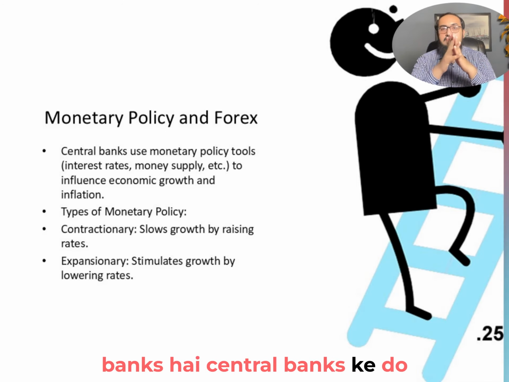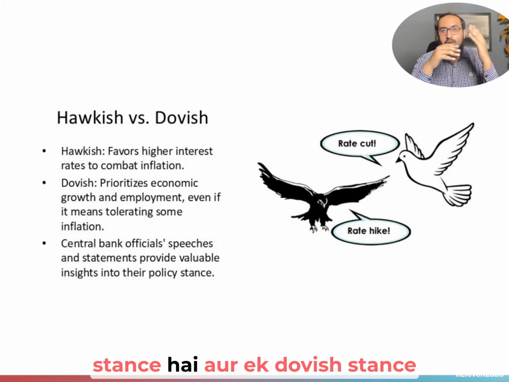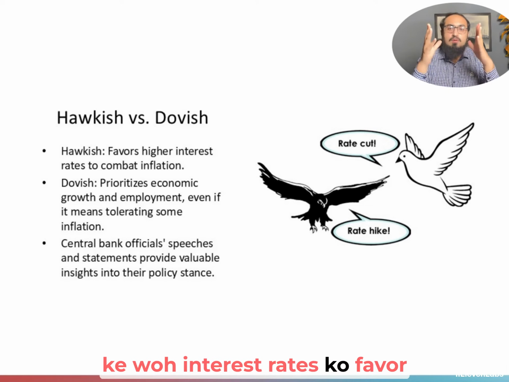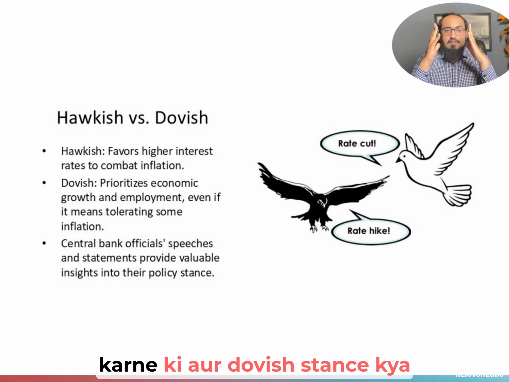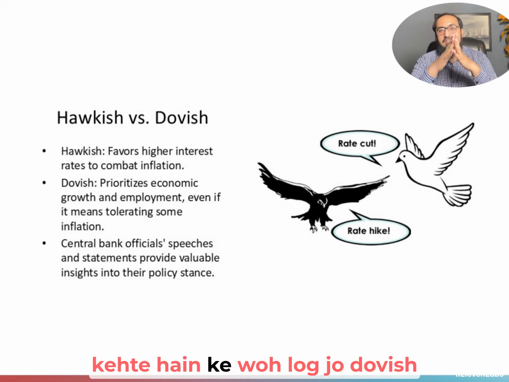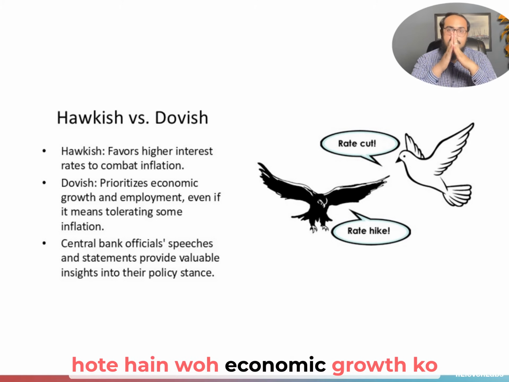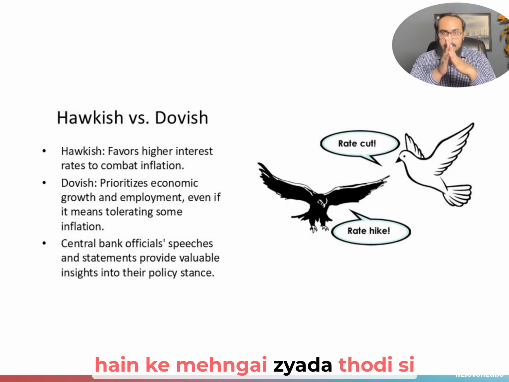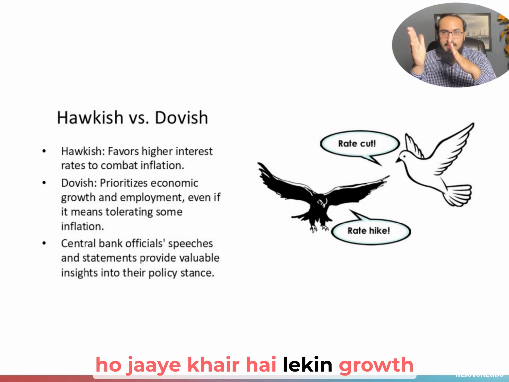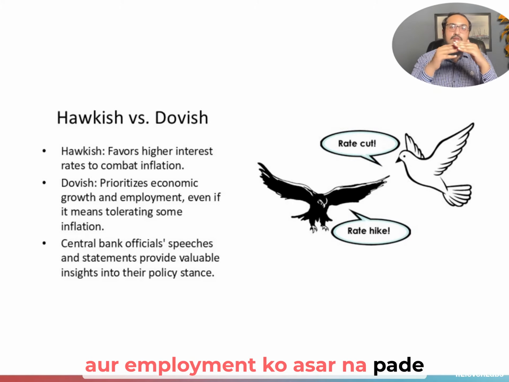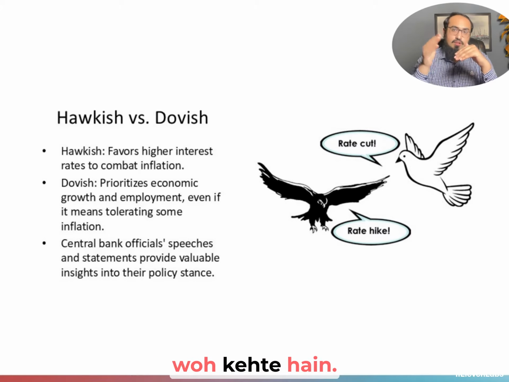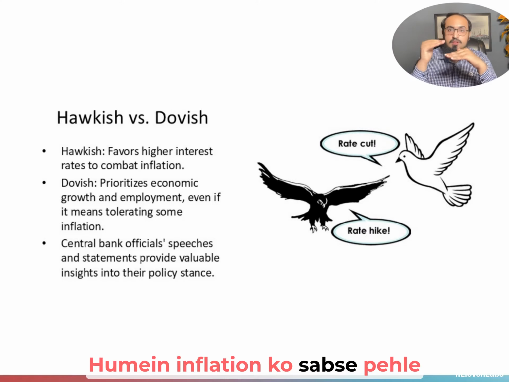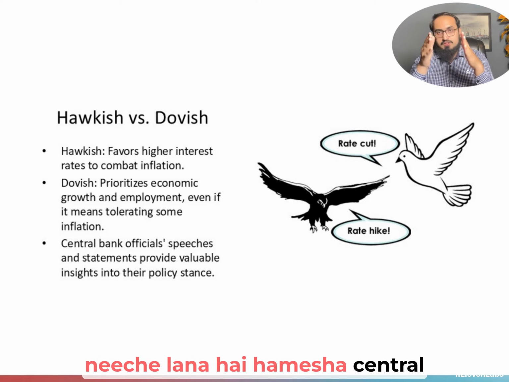So now the central bank. The central bank has two terms. One is hawkish and the other is dovish. Okay, what are hawkish terms? They favor higher interest rates to fight inflation. And what do dovish terms say? Those who are dovish favor economic growth and employment over inflation. They say that if inflation increases a little, it's okay as long as growth and employment are not affected. Those who are hawkish say, we don't care what happens. We need to bring inflation down first.